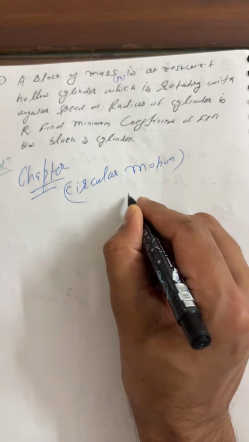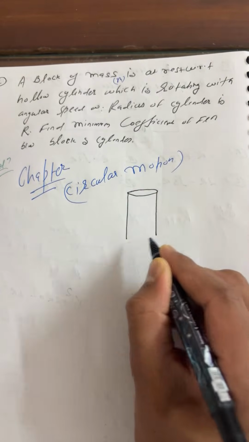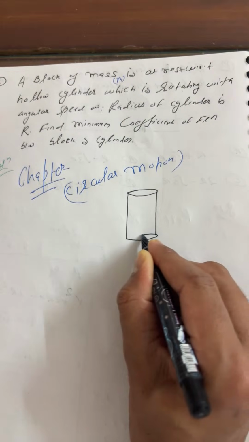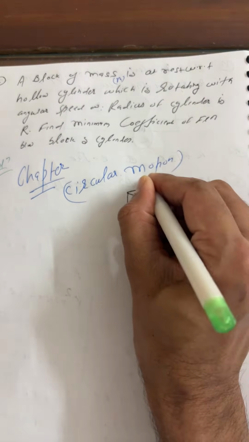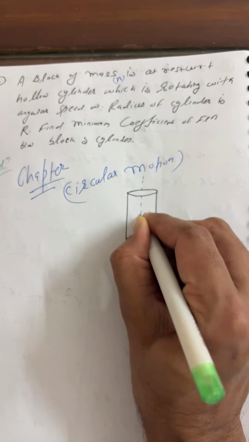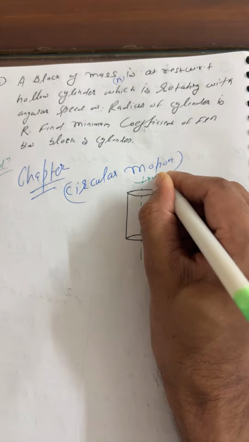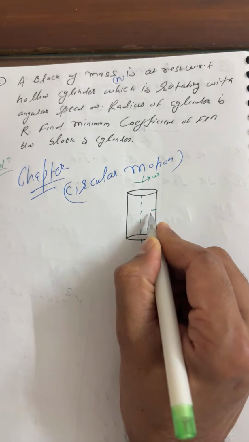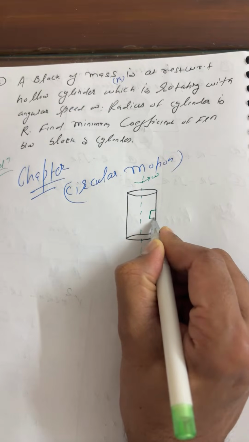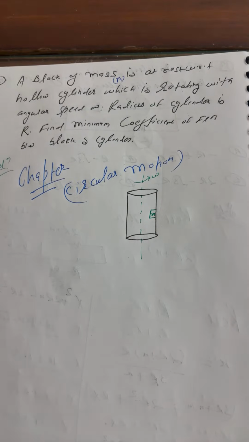There is a hollow cylinder, which is rotating with omega. There is a body inside. The mass of the body is M.